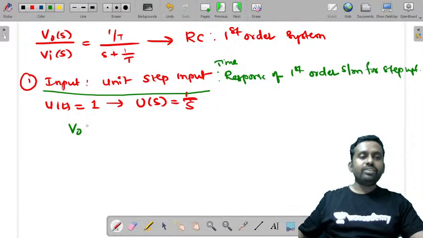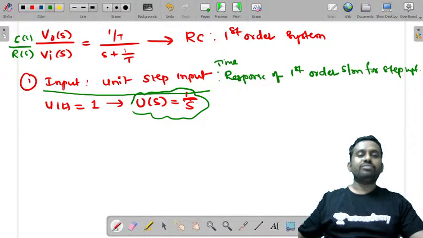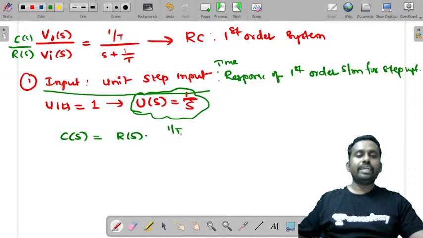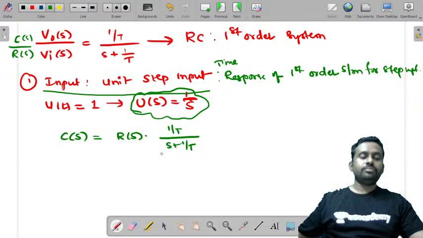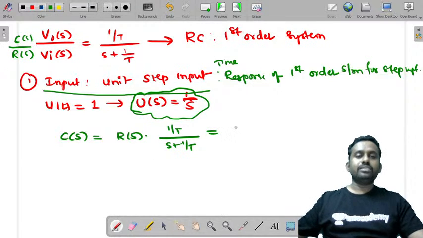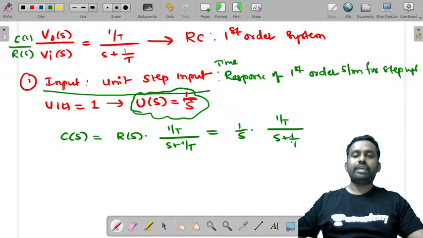Now you can write V output of s. Instead of writing V output of s all the time, I'll just denote this transfer function as C of s by R of s, because C of s is the output and R of s is the input. Now what is R of s? R of s is the input. Now I can write C of s is equal to R of s into 1 by T by s plus 1 by T. Right? What is R of s? R of s is 1 by s. So 1 by T by s plus 1 by T.